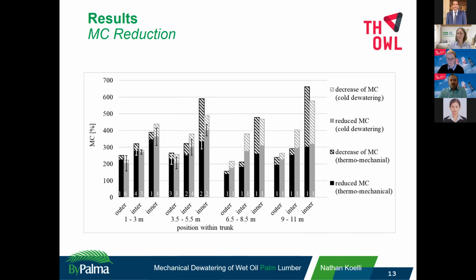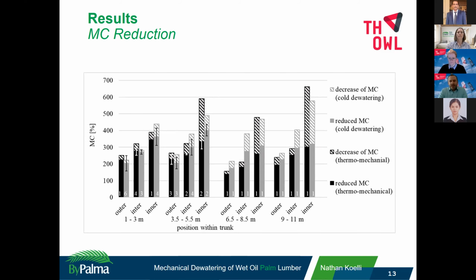The black color columns show the thermo-mechanical compressed boards and the gray color columns show the cold compressed boards. The dashed area on top of each column shows the reduction of the initial moisture content to the final moisture content. We see that there is a wide range from the initial moisture content between the boards and also a wide range of the moisture content reduction. The outer boards and the inner boards only show a small moisture content decrease when compared to the inter boards that show a high moisture content decrease.